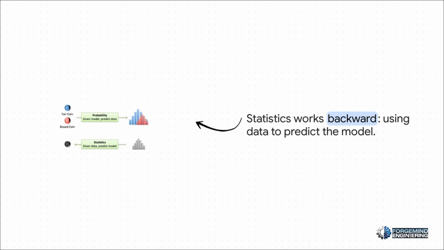See, probability is when you know the rules, like you have a fair coin, and you try to predict what's going to happen. But statistics? It's the complete reverse. It's like you find a random coin on the street, you flip it a bunch of times, and then you use that evidence to figure out if it's a fair coin to begin with. We're working backward from the clues to understand the bigger picture.